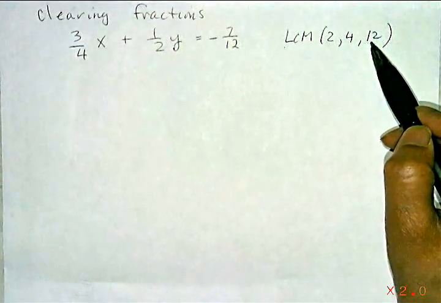The smallest number has got to be at least 12, or it has to be multiples of 12. So I'm looking for 12, 24, 36, 48. These are the multiples of 12, and then checking to see if each of these will go into it. Well, it turns out that 12 is the lowest common multiple. So I'm going to multiply everything by 12.